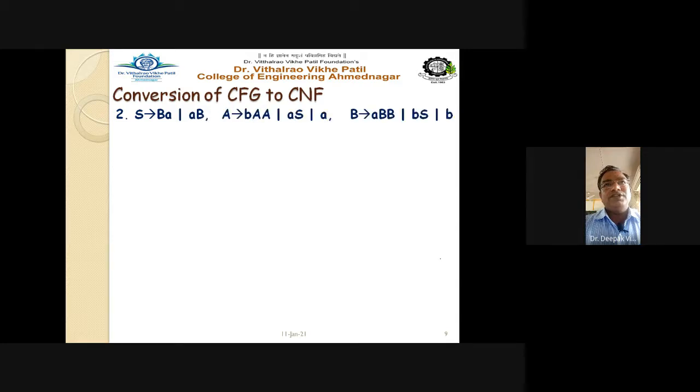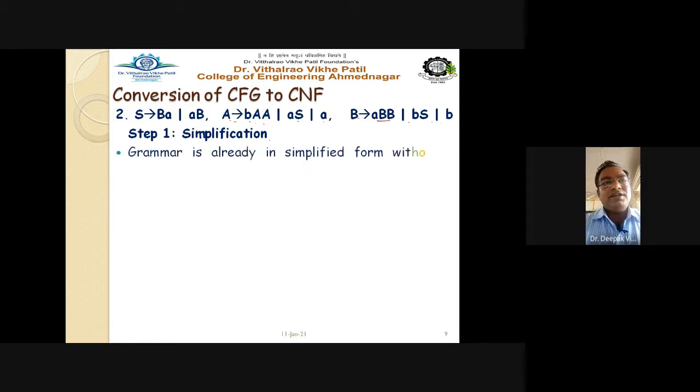Convert the following CFG into the Chomsky normal form. So the grammar is given: S gives BA, S gives AB, then A gives BAA, A gives AS, A gives a, then B gives ABB, B gives BS, and B gives b. So first see whether any epsilon production, unit production, or useless symbol is there. By observing the grammar, I can write that the grammar is already in a simplified form, because there is no epsilon production here, there is no unit production, and there is no useless symbol. So there is no question about the simplification. The grammar is already in a simplified form.